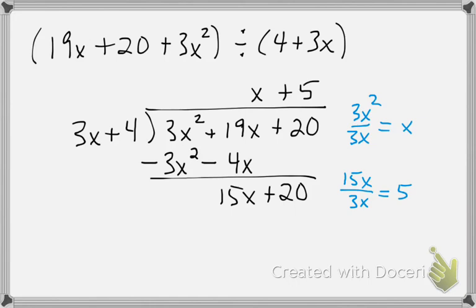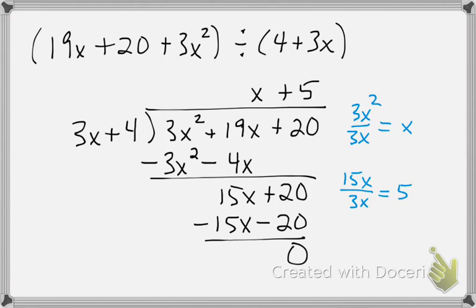Multiply the 5 times 3x plus 20. Let's multiply the 5 through. Tell me what to write next. 15x plus 20. Then we flip the signs for subtraction and we get nothing. The remainder is 0.